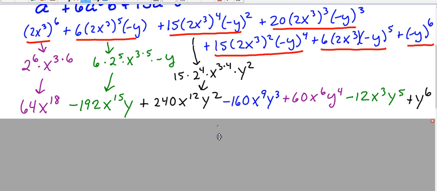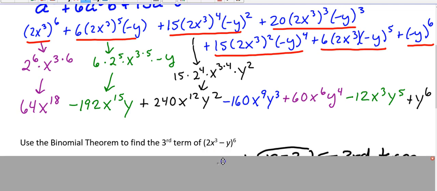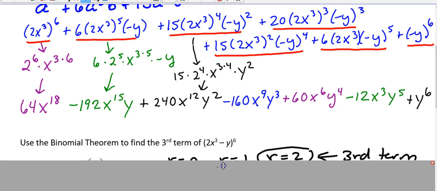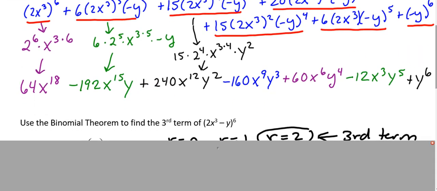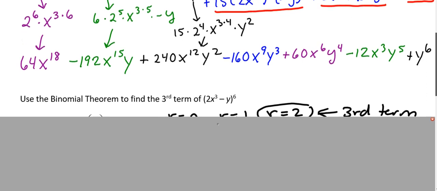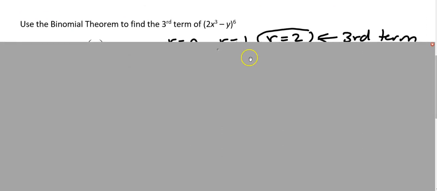Okay, let's look at then applying the binomial theorem. Now, you'll be glad to know that I'm not going to use the binomial theorem to find all 7 of these terms. I'm just going to use it to find one of the terms. So let's find one of the terms with this.